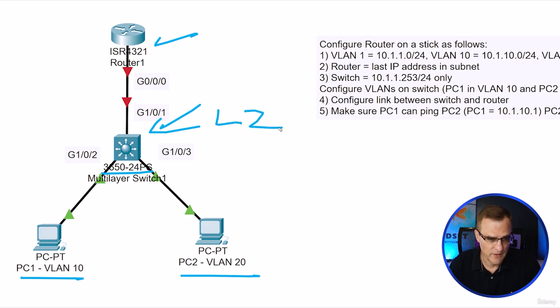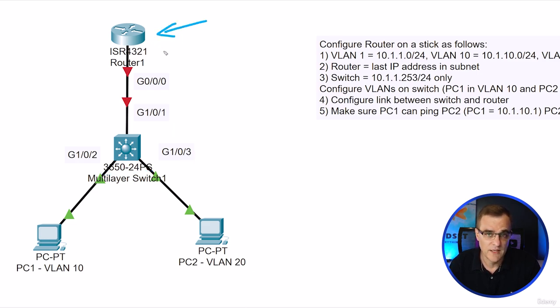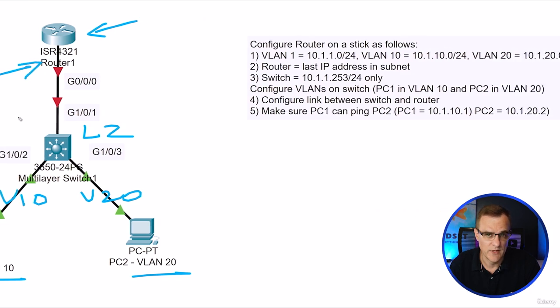This switch, even though it's a layer 3 switch or multi-layer switch, is going to be configured as a layer 2 switch because the router is going to do the inter-VLAN routing. This is simply going to be configured with VLANs. So you need to configure the switch with VLAN 10 over here and VLAN 20 over here. PCs are on those VLANs. You need to configure the router for inter-VLAN routing.